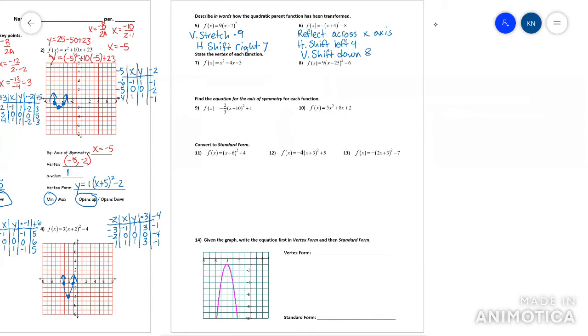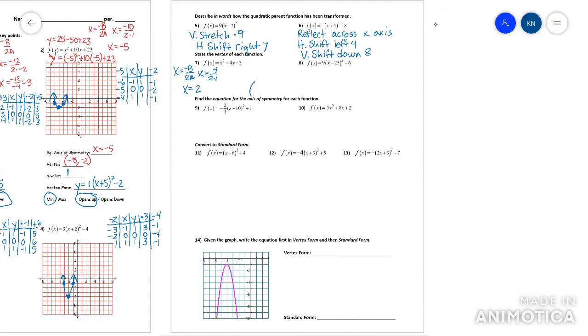Okay, the next one, it says state the vertex of this. This one's in standard form, so you have to do x equals -b over 2a. So that's going to look like this. The -b part just means take b and change the sign. So instead of -4, you write +4 over 2 times a. A is 1. So you get x equals 2 when you do this.